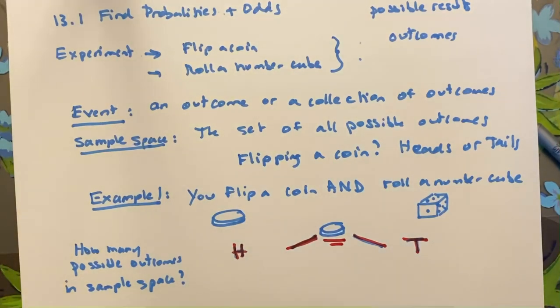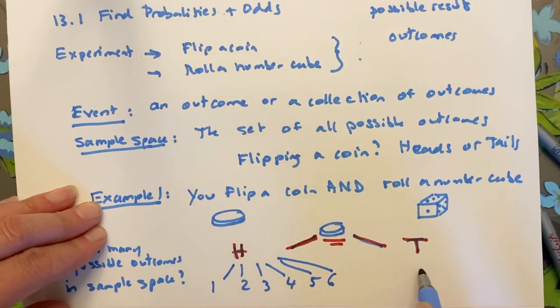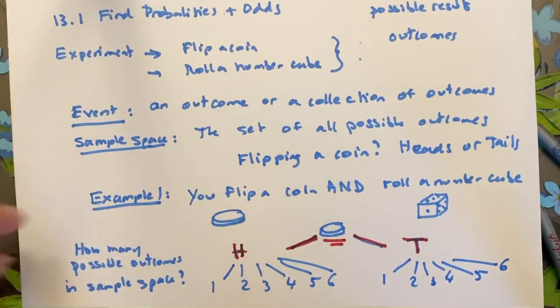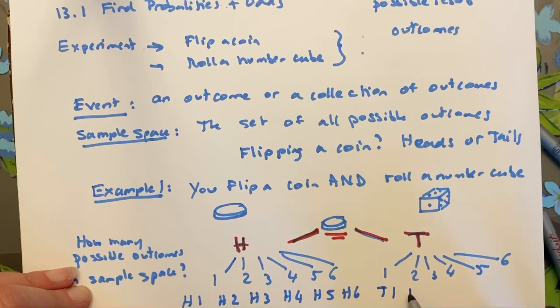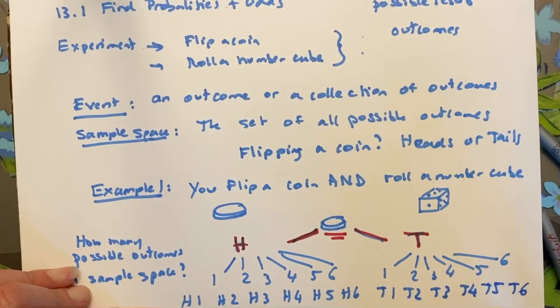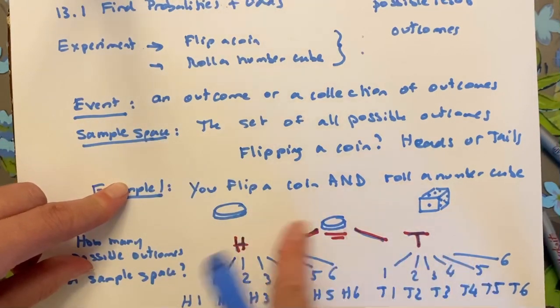Then you roll your number cube. And for that, you can end up with 1, 2, 3, 4, 5, and if I stretch it, 6. And tails, I could do the same thing. 1, 2, 3, 4, 5, 6. So I have 12 possible outcomes, and I'll write them out. I have heads and 1, heads and 2, heads and 3, heads and 4, heads and 5, heads and 6. And then I have tails 1, tails 2, tails 3, tails 4, tails 5, and tails 6. So I have listed all of my possible outcomes, and therefore this is my sample space, okay?